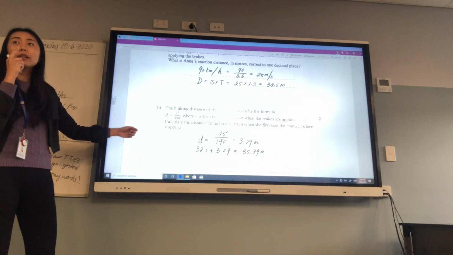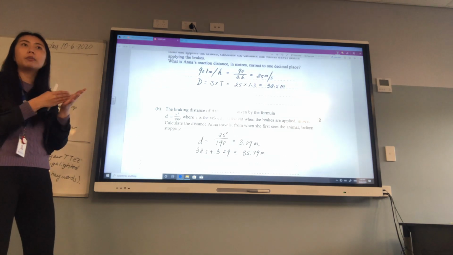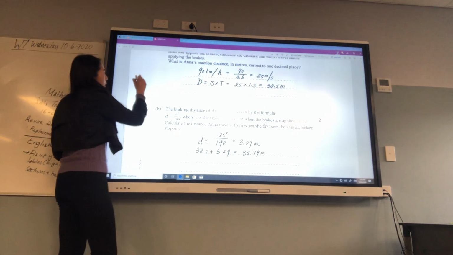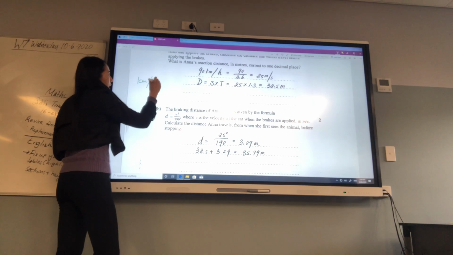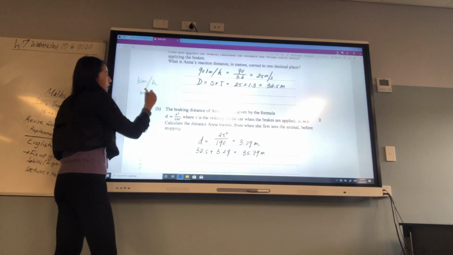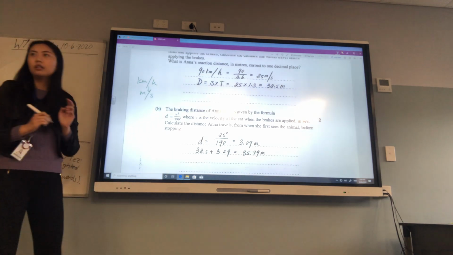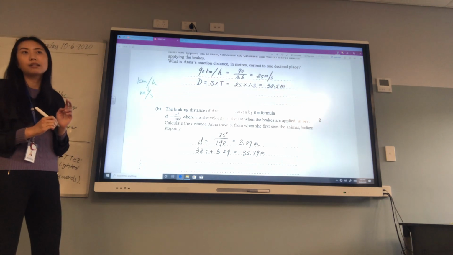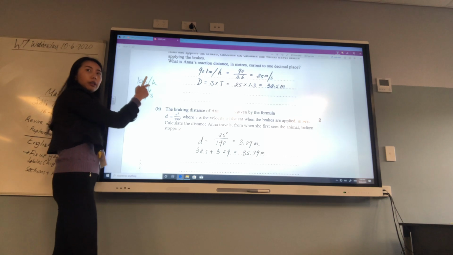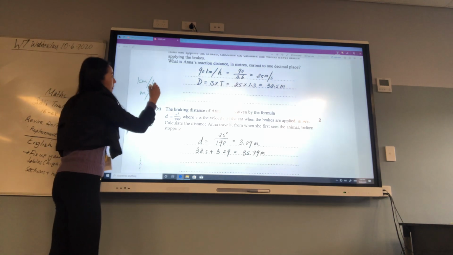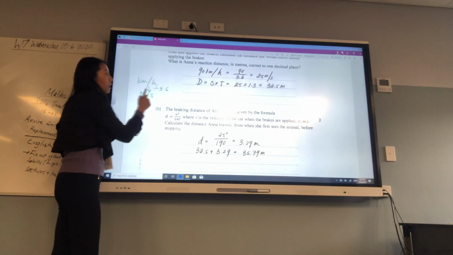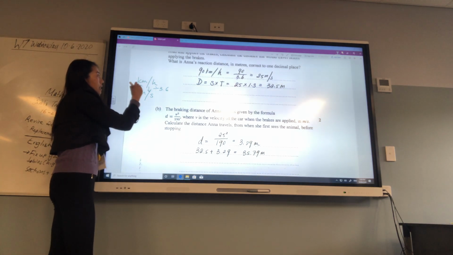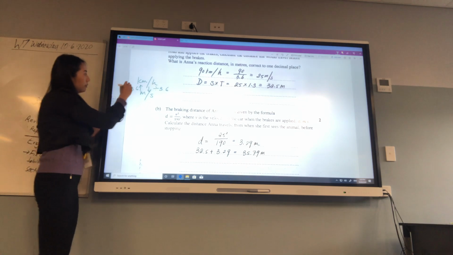But there's one thing I want to mention. If you go from kilometers per hour to meters per second, how do you do that? You divide by 3.6. From kilometers per hour to meters per second, you divide by 3.6. If you want to go from meters per second to kilometers per hour, you times by 3.6. This is something you need to know.